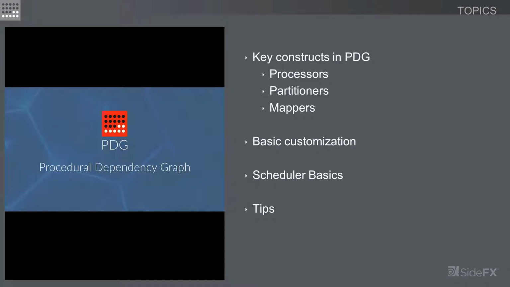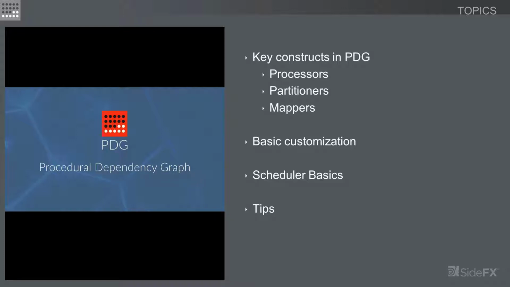We'll cover topics like the key constructs in PDG, that is the processors, partitioners, and mappers. We'll talk a little bit about how to customize PDG for your own needs, such as being able to add your own kinds of processors to the system. A little bit on the schedulers, just the basics. A custom binding of schedulers is its own topic that deserves its own masterclass. And we'll end with a couple of tips. Okay, so without further ado, let's get going.